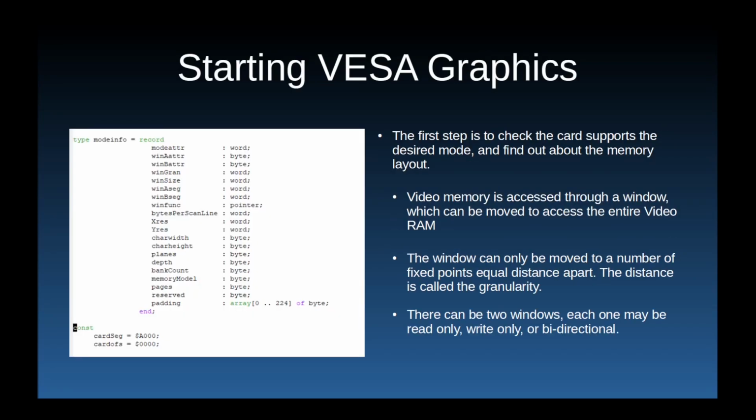The first step in using the VESA graphics system is to check if the desired resolution is supported by the card. Essentially, you can ask the BIOS extension if it supports a particular mode, and it returns the data structure on the left. It provides information about accessing the video RAM. This is done with either 1 or 2 windows. These windows provide access to a portion of video RAM at a time, and can be moved to a number of fixed locations. The distance between these points is called the granularity.